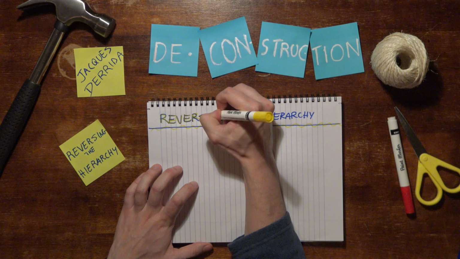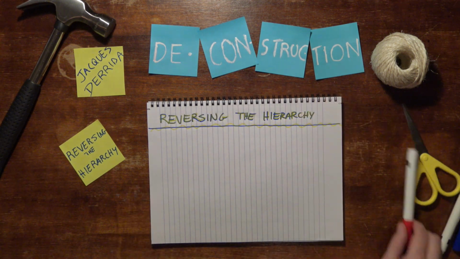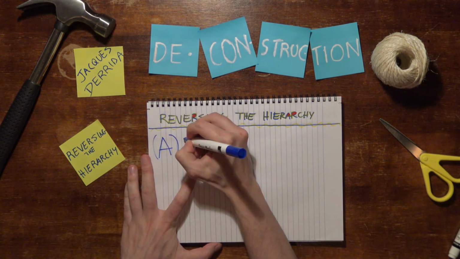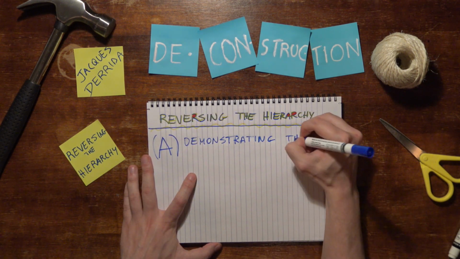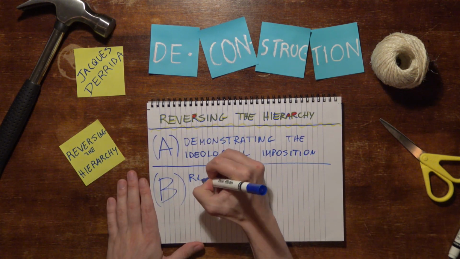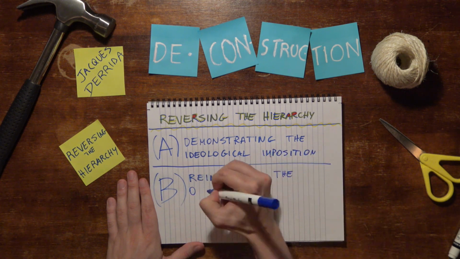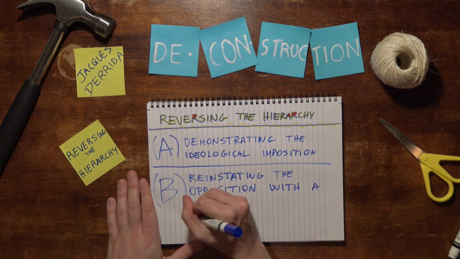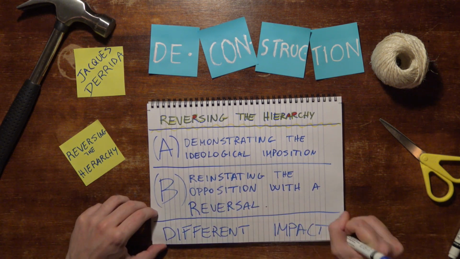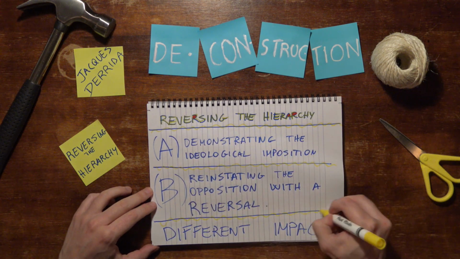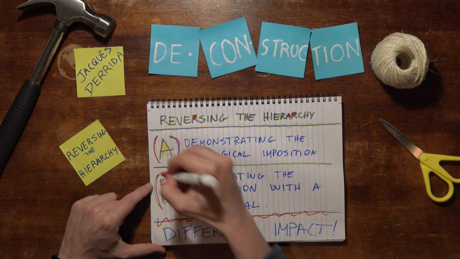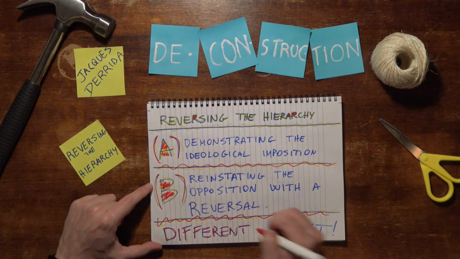It is possible to summarize the steps required to deconstruct an opposition as follows. A. Demonstrating the ideological imposition that lies within the binary opposition. This implies outlining its assumption and its role within metaphysical values. It also implies showing how the opposition is undone in the text that enunciates and relies on it. Then, B. One simultaneously maintains the opposition by using it in one's argument and reinstating it with a reversal that gives it a different impact.